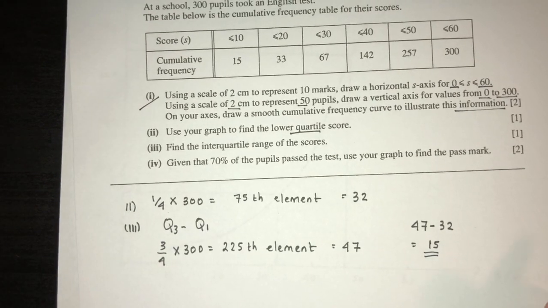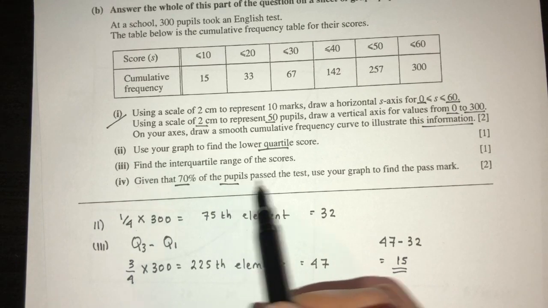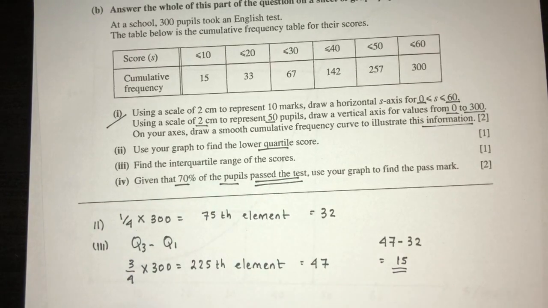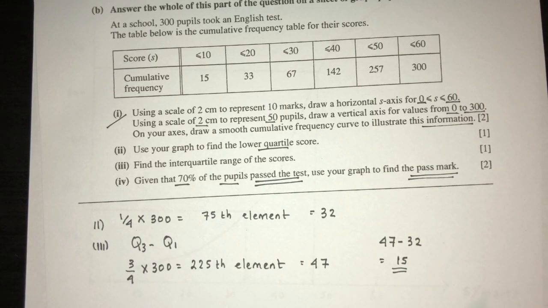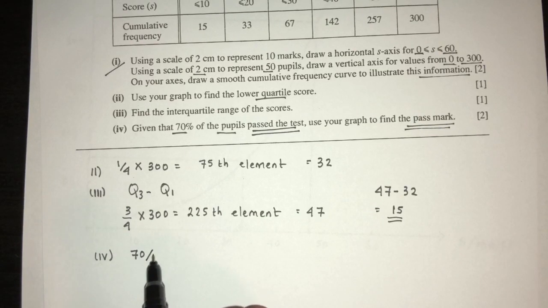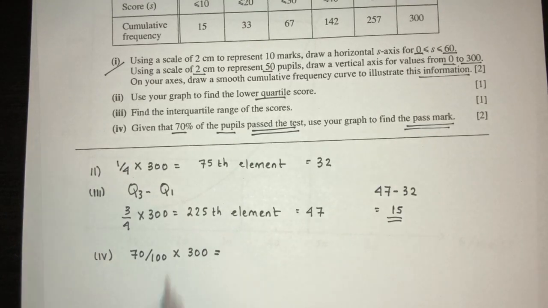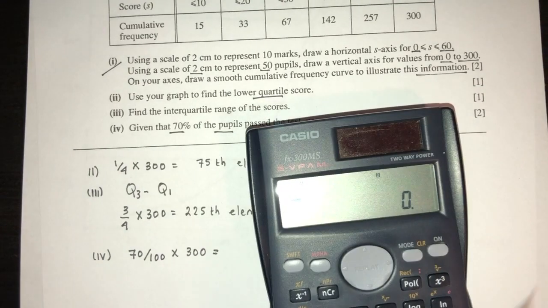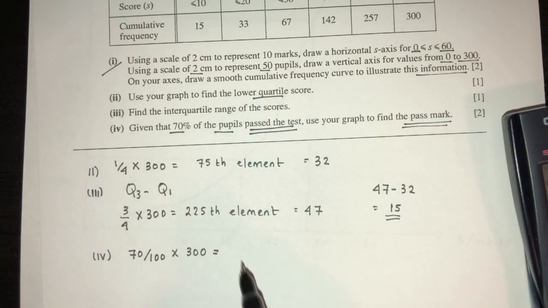Now, part 4. Given that 70% of the pupils pass the test, use a graph to find the passing mark. Okay, so first of all, how many is 70%, right? So 70% will be how many pupils? 70% times 300. Okay, you will have 70 divided by 100 times 300. That will be 210. So 210 pupils pass the test.